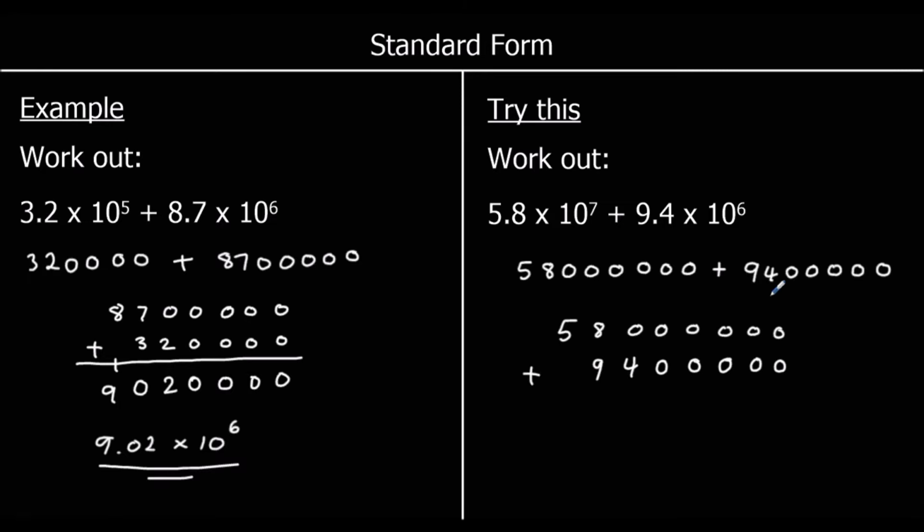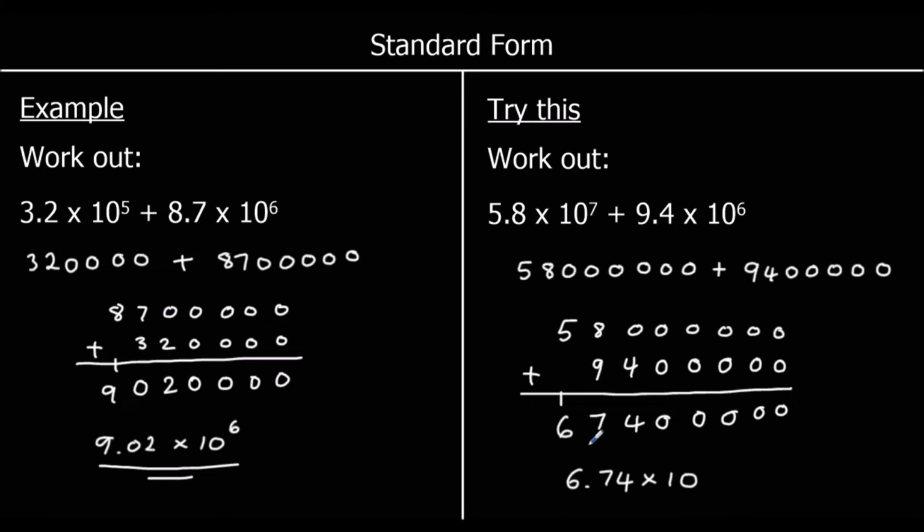So let's add them together. So all the zeros plus zeros is 0. 0 plus 4 is 4. 8 plus 9 is 17. So carry over the 1. And 5 plus 1 is 6. So I've got 6,740,000. And if I write that in standard form, I want a number between 1 and 10, which is 6.74 times 10, 1, 2, 3, 4, 5, 6, 7 times.